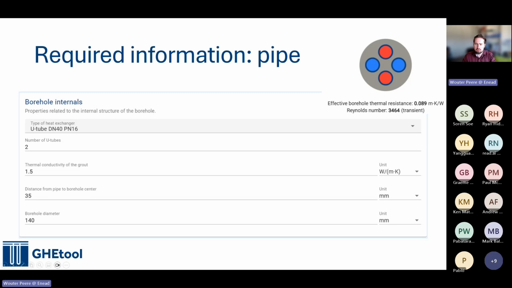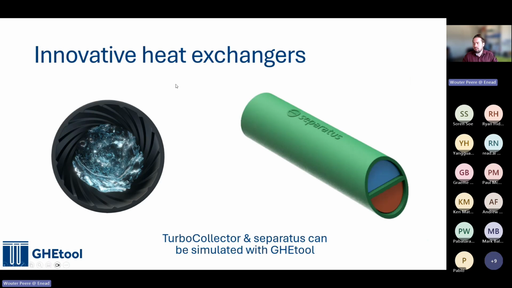Now, something I want to note about these heat exchangers, there are also innovations here. So we have the turbo collector from Wouter, which is a pipe with fins in it in order to enhance the heat transfer, to make it turbulent sooner, which also, again, decreases the amount of boreholes you need and makes your system more economically feasible.